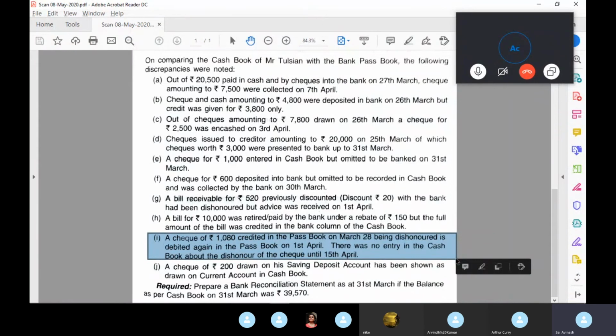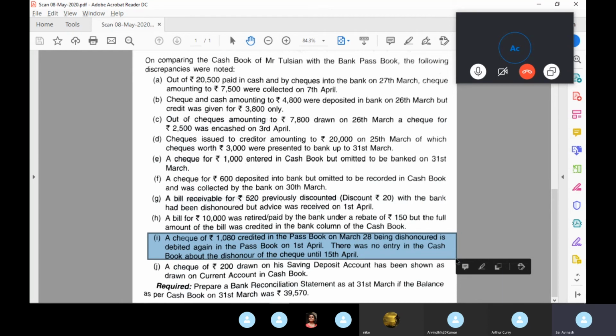Let me explain that again. So I deposited a check and the check was cleared by my bank. Both of these happened before 31st March. It happened on March 28th, right? So as of 31st March, both my books and my passbook have increased by 1,080.